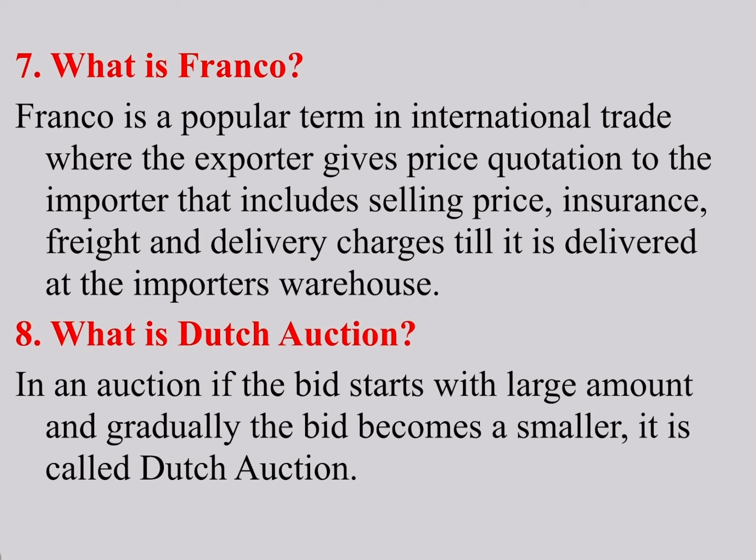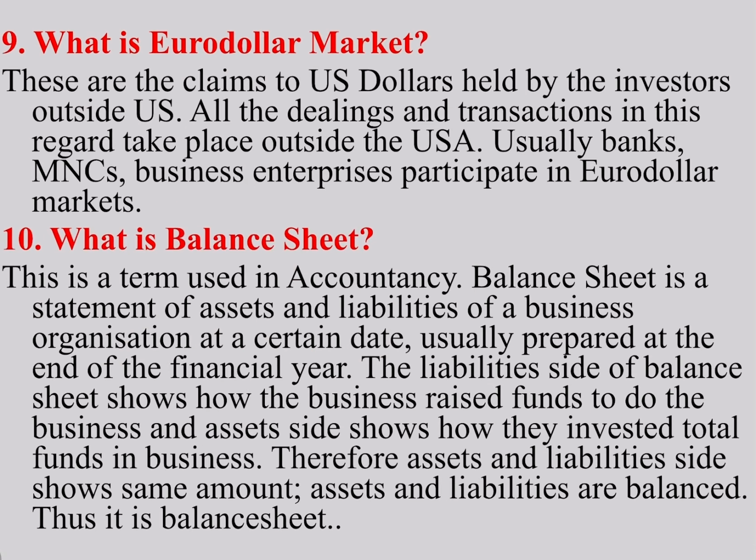Then what is Dutch auction? In an auction, if the bid starts with a large amount and gradually the bid becomes smaller, it is called Dutch auction. What is euro-dollar market? These are the claims to US dollars held by investors outside the US. So, all the dealings and transactions in this regard take place outside USA. Usually, banks, MNCs, that is multinational corporations, and business enterprises participate in euro-dollar markets.